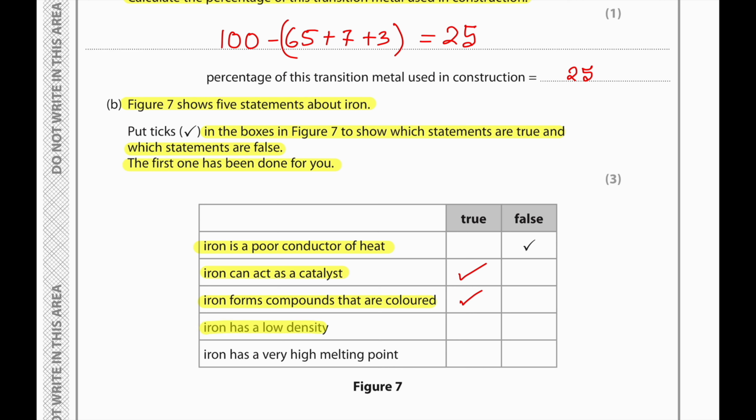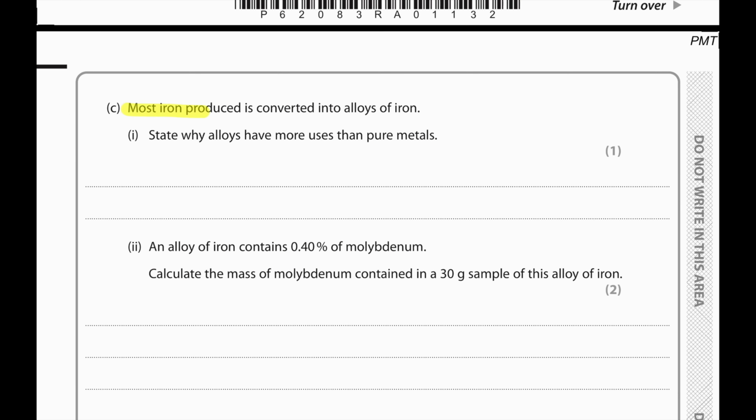Iron has a low density. This is false because the transition group of elements have higher density. Iron has a very high melting point. Transition group of elements have very high melting points. So this is true as well. Most iron produced is converted into alloys of iron. State why alloys have many more uses than pure metals.